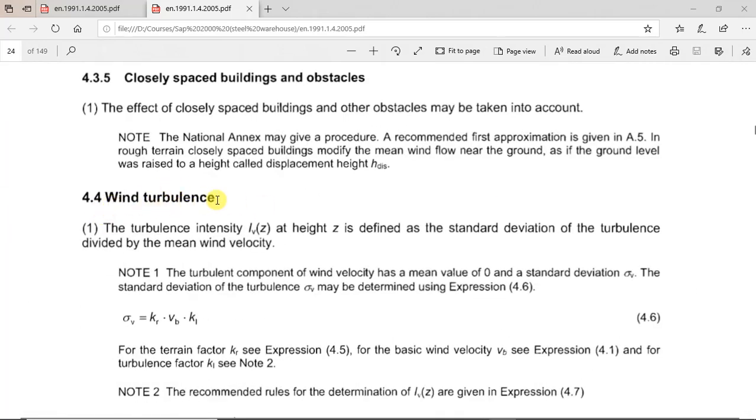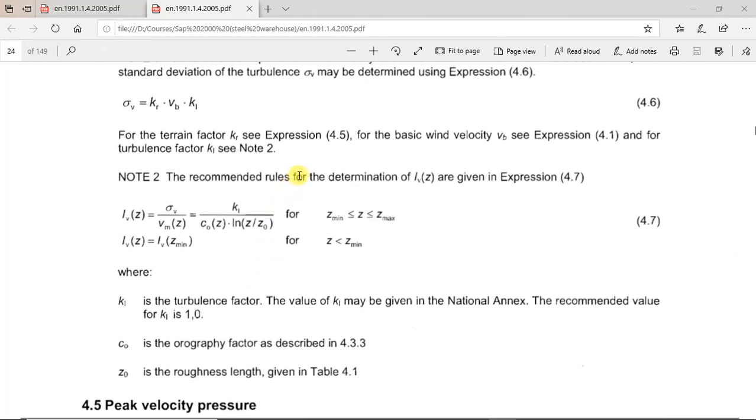4.4 Wind turbulence. The turbulence intensity Iv(z) at height z is defined as the standard deviation of the turbulence divided by the mean wind velocity. The recommended rules for the determination of Iv(z) are given in expression 4.7. Iv(z) equals k divided by (c0(z) times ln(z divided by z0)) for z between z_min and z_max, and Iv(z) equals Iv(z_min) for z less than z_min.